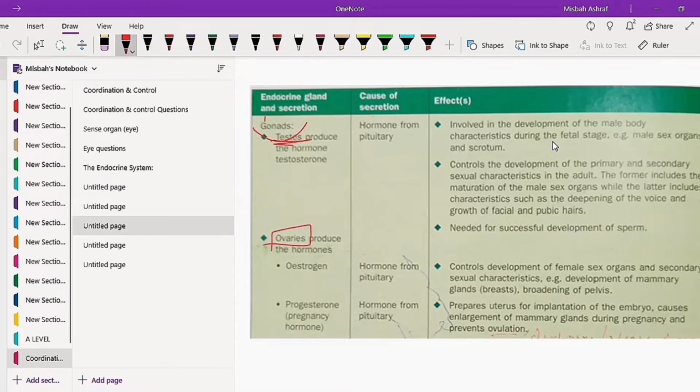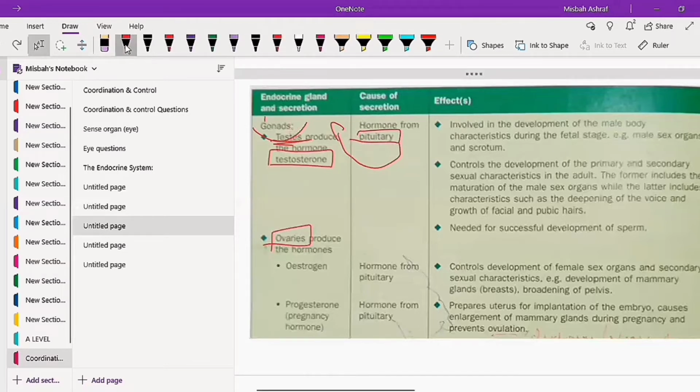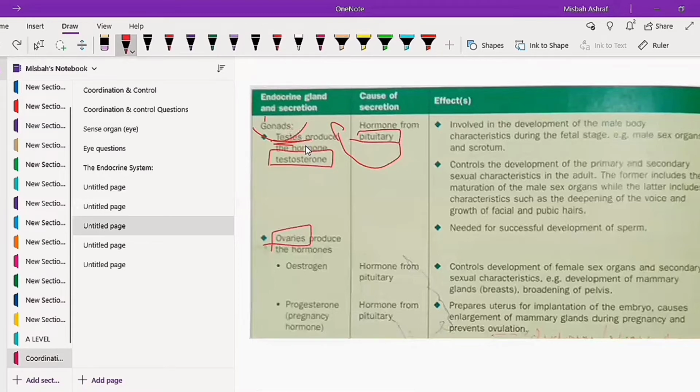And these testes secrete a hormone which is known as testosterone. And I told you in the beginning that the pituitary gland is also known as the master gland, right? Pituitary sometimes triggers some other glands to produce their hormones, right? And pituitary also triggers reproductive glands to produce their hormones. So testes in male and ovaries in female, some of the hormones, not all hormones, some of the hormones are produced under the influence of the pituitary. So testes secrete testosterone under the influence of the pituitary.